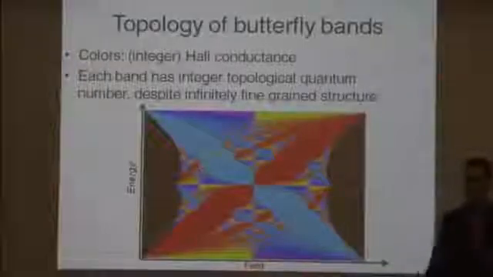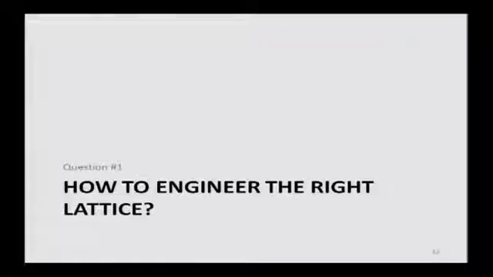Now, the problem is, maybe we understand that we should measure the thing that we always measure, and we should be able to see each of these gaps, and each of these colors should give us a different resistance, effectively, which should be quantized at a certain value. But again, we still have the problem that we don't know how to make the structure. We need a 10,000 Tesla magnet, and that ain't going to happen. So how do we engineer the right lattice?